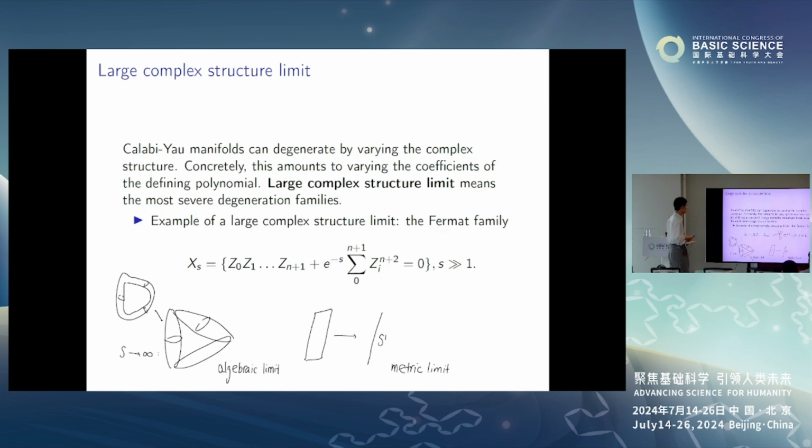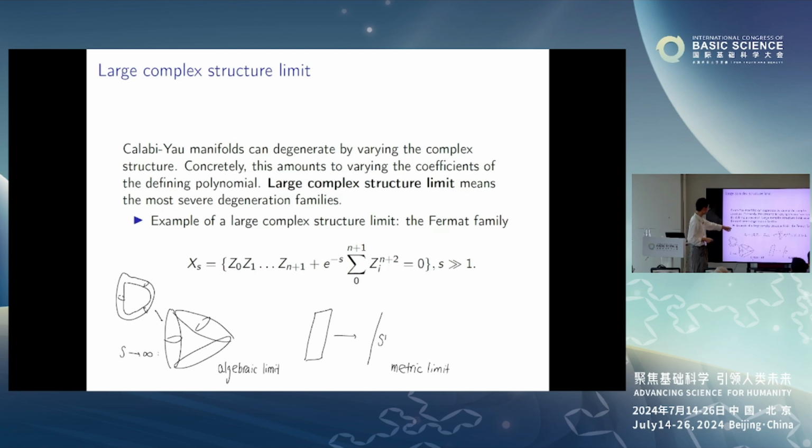Now, let me say a few things about what large complex structure limit looks like. So Calabi-Yau manifolds can degenerate by essentially two ways. One is to change the complex structure. The other is to change the Kähler class. Today we are going to focus on changing the complex structure. And what does this mean concretely? Well, Calabi-Yau manifolds are defined by some polynomial equations which cut out some hypersurfaces or some subvarieties inside a projective ambient space. And if you change the coefficients of those polynomials, then you get a family of Calabi-Yau manifolds. And you want to look at what happens to the metric as you change the coefficients to some limiting situations. An example of a large complex structure limit is the Fermat family.